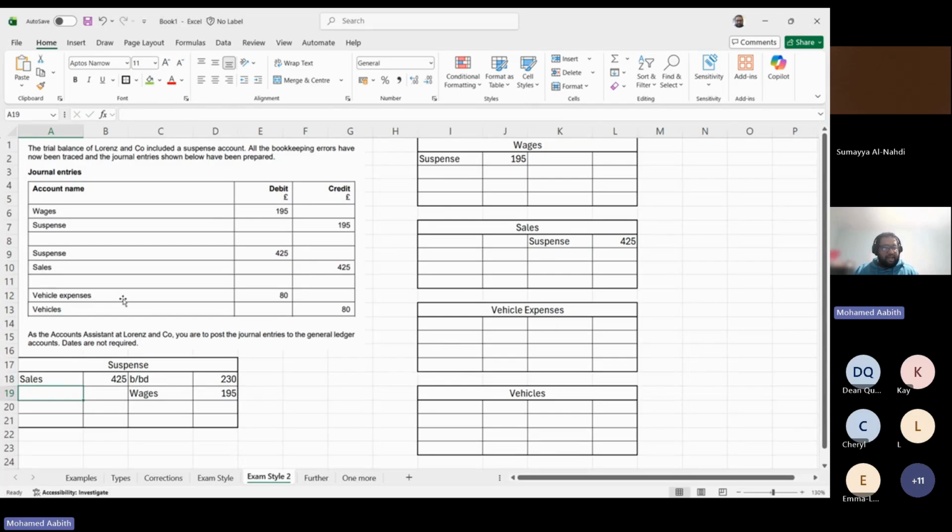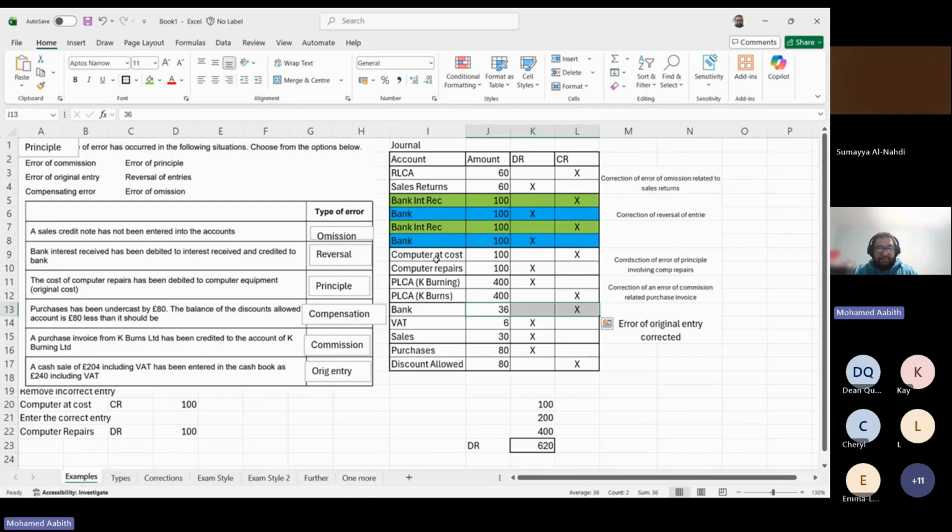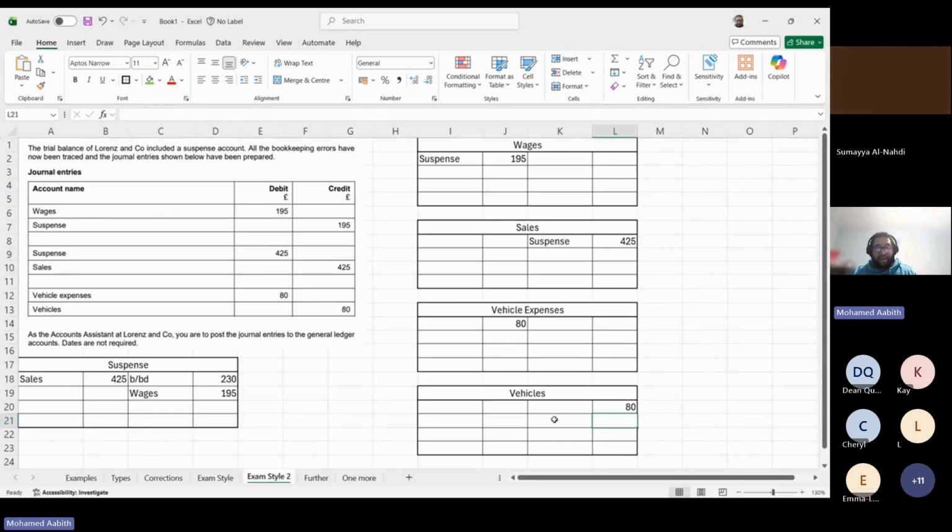And the last but not the least, we have vehicle expenses 80 on the debit side. And then on the vehicle account, 80 on the credit side. Remember the one we discussed that first time? Computer costing. Can you notice that here? They put it on the wrong type of account, which is the error of principle. This is what we are correcting here.